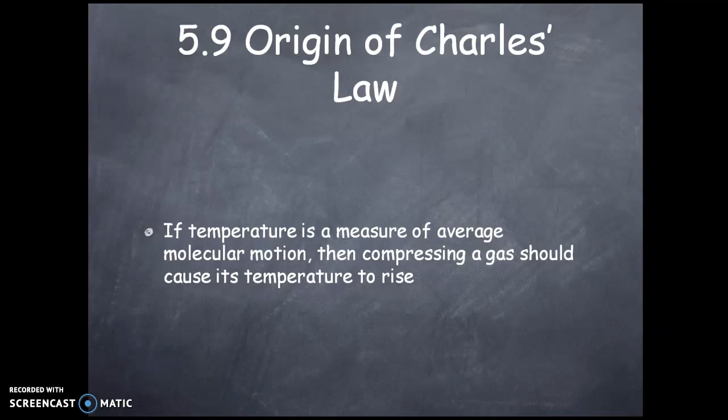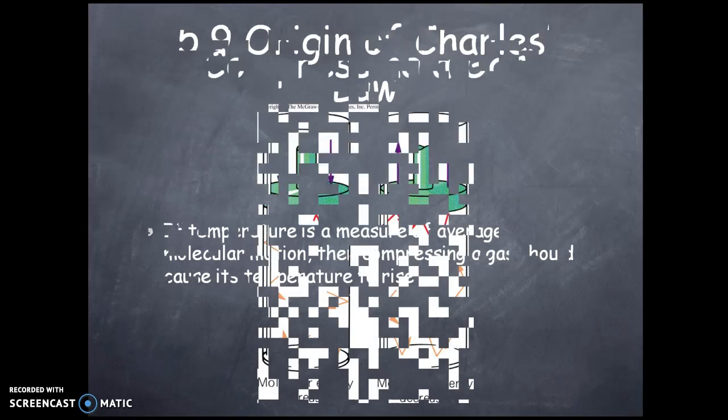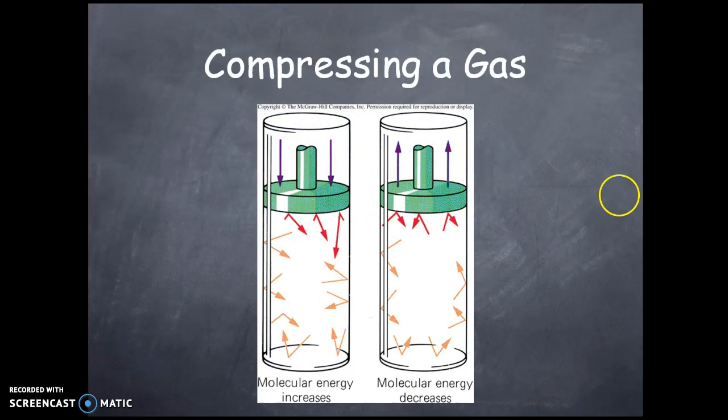If the temperature is a measure of average molecular motion, then compressing a gas should cause its temperature to rise. So we already knew that when you compress a gas, the temperature would rise, and when you expand it, the temperature would decrease. In this case, when you are trying to increase the pressure, the molecular energy increases, and here you are trying to increase the volume and decrease the pressure, so the molecular energy will be decreased. So it means this compression is increasing the molecular energy and expansion is decreasing the molecular energy.